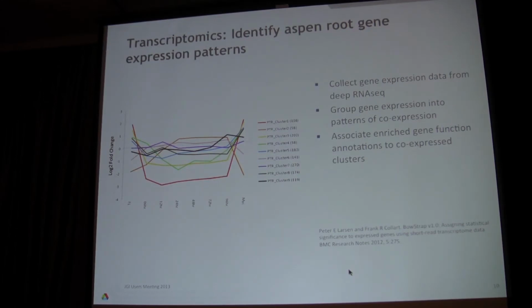In the transcriptomics, we're collecting the gene expression data from the metatranscriptome in these experimental sets. In the aspen root, we group gene expression into patterns of co-expression, and we can associate these specific gene patterns with enriched function of gene annotations.